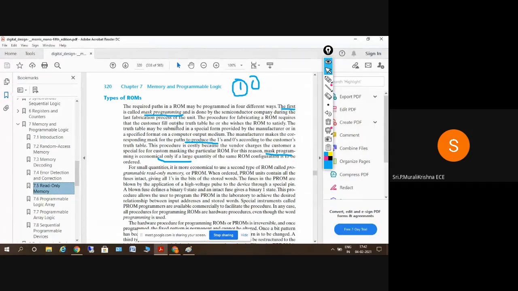So the first kind of programming is mask programming, where the designer gives the truth table to the manufacturer. The manufacturer will manufacture the ROM, giving the connections when there is a 1 and leaving them when there is a 0. This is economical when produced in large quantities. For small quantities it is more economical to use the second type of ROM, called programmable read-only memory, or PROM. Sometimes ROM is also referred to by the name PROM. So what happens here is he establishes a connection. You can see here, one minute.